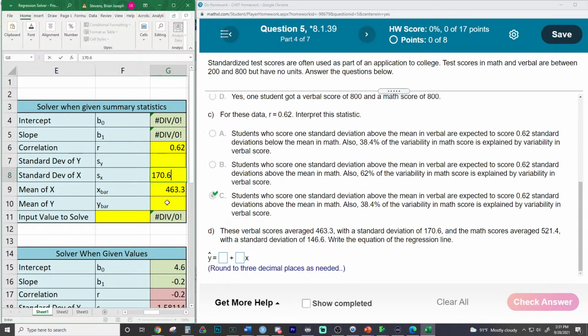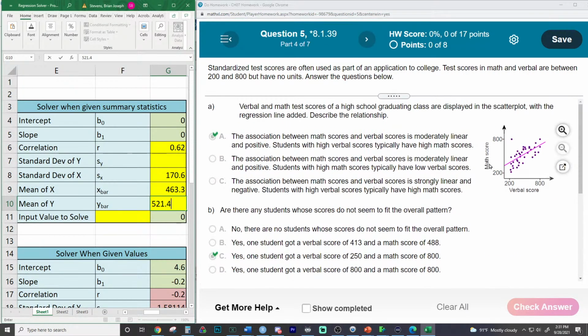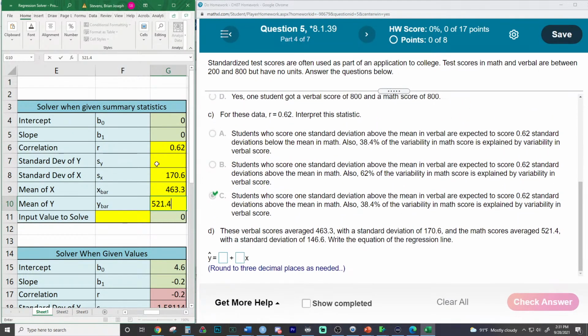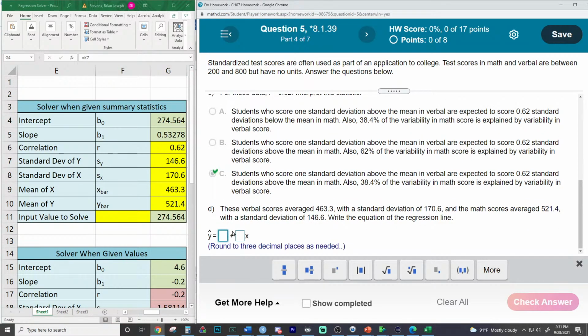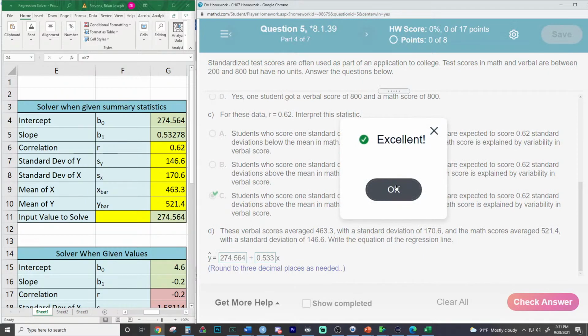The math had an average of 521.4. So that's the mean of the y variable, because remember, math is the y variable. And then the math had a standard deviation of 146.6. And here we are with the intercept. So let's just put the intercept right here. The intercept, which is b0, good practice on our notation right there, is the following value. And the slope is 0.533. Round to 3 decimals. Have we done it? We have.